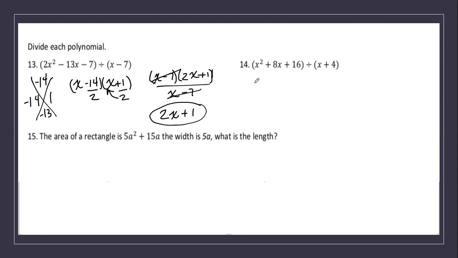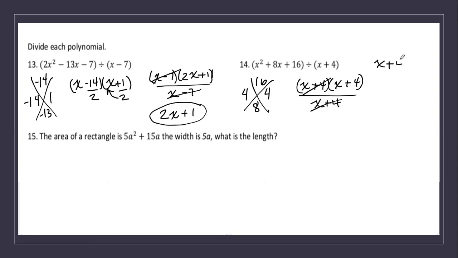Same thing for number 14. I go ahead and factor these. I get 16 and 8. We know 4 and 4 give me 16 and 8. So I end up with x plus 4 times x plus 4 as my factors, divided by my denominator, which is x plus 4. I can go ahead and cancel. I'm left with just x plus 4.